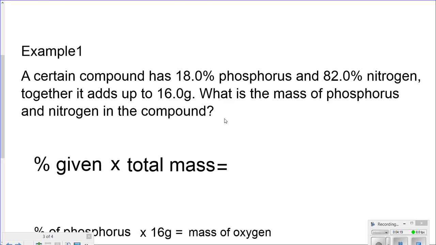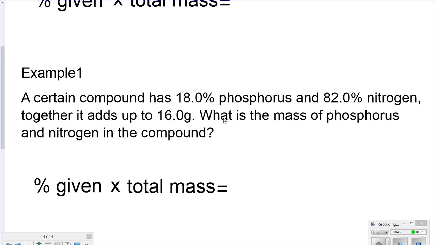Example 1. A certain compound has 18% of phosphorus and 82% nitrogen. Of course, that adds up to 100%. And together, it adds up to 16 grams. Notice I am given percent, but then my total mass is grams, 16 in this case. What is the mass of phosphorus and nitrogen? So I need to find two masses. The easy part is that since I have my total mass, once I find the mass of one, I will just find the mass of the other by subtraction.